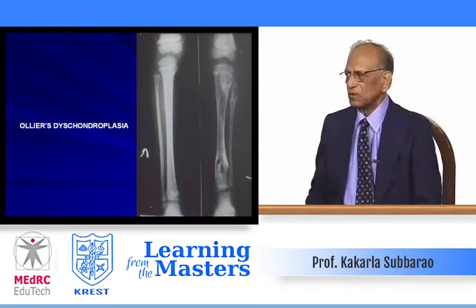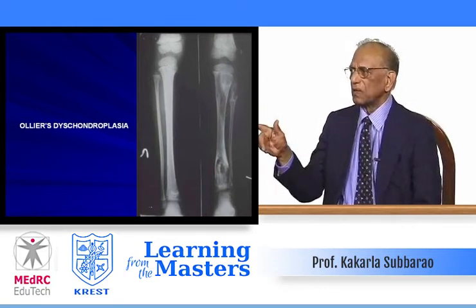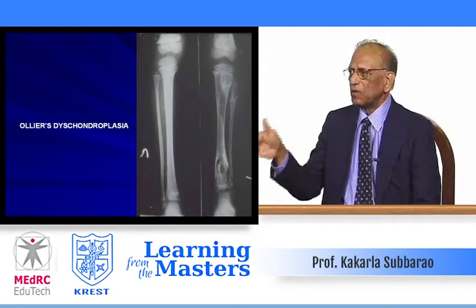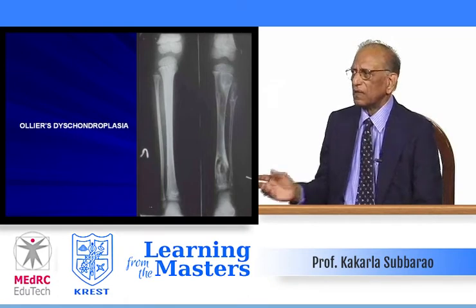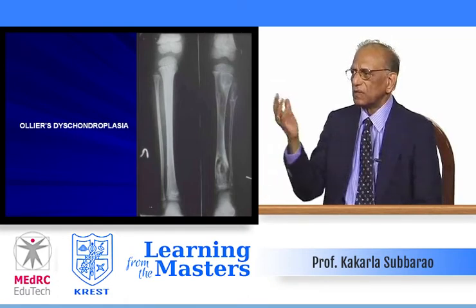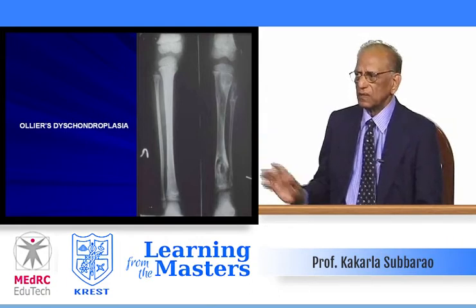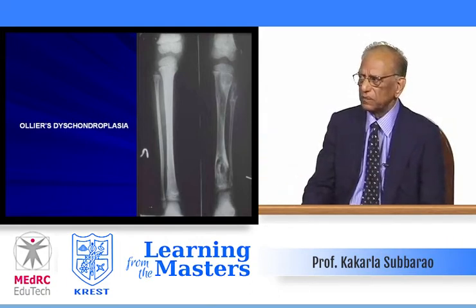Look at the long bones. These are enchondromata, but look at this extension into the periphery, into the cortex, and the linear nature. The columns of cartilage are not calcified, that's why linear lucencies are seen. This is Ollier's dyschondroplasia.